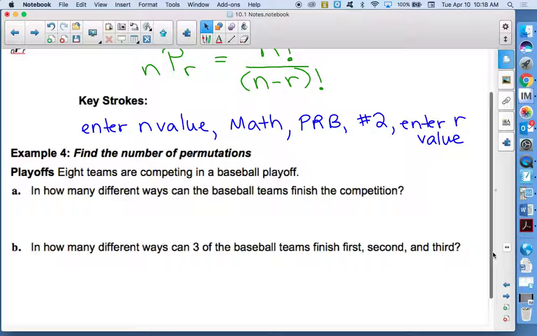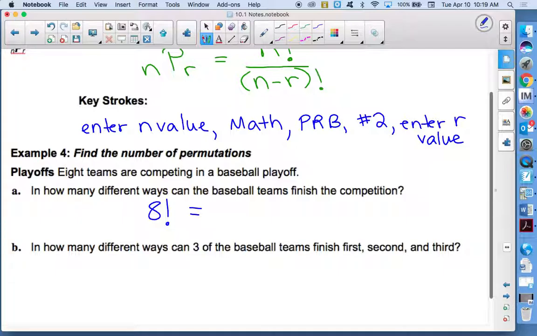Sarah? She said it's similar to the thing we just did. Yeah, it's 8 factorial. The reason it's just 8 factorial is because we have 8 teams and all of them have to finish in a place. Somebody has to finish first, and then second, third, fourth, fifth, sixth, seventh, and 8th. So it's just taking 8 factorial.